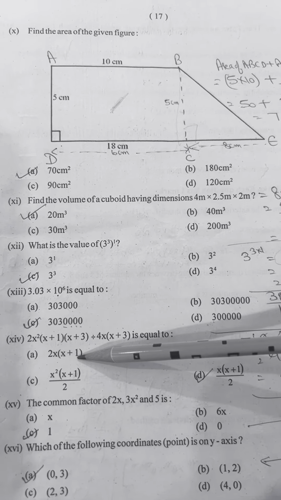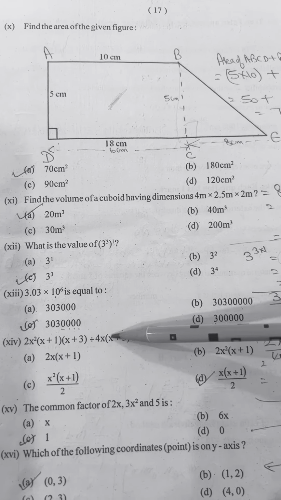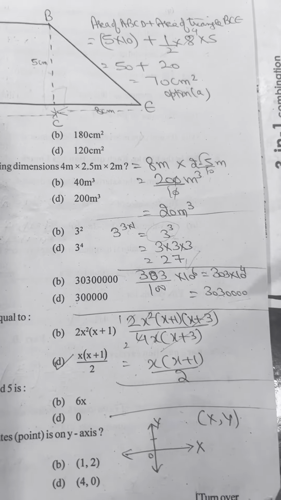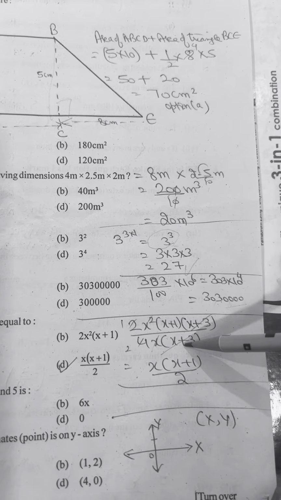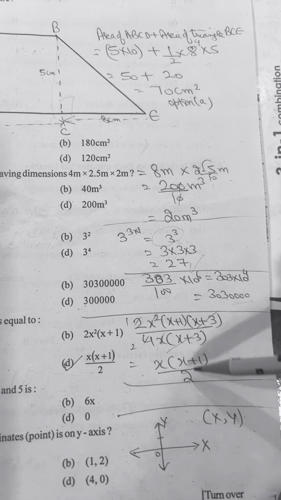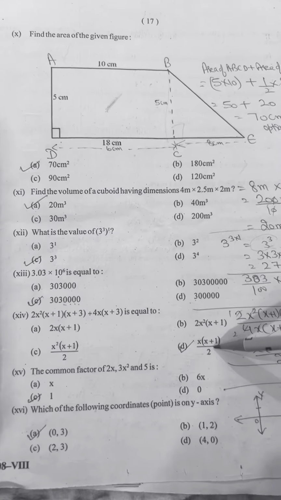Now the fourth question, 2x power 2 x plus 1 into x plus 3 divided by 4x into x plus 3 is equal to, that is, we have to divide it. So keeping the first term in the numerator and the second term in the denominator and cancelling x plus 3 with x plus 3, x with 1x and 2 with 4, we get x over x plus 1 over 2. That is option D is the correct answer of question number 14.